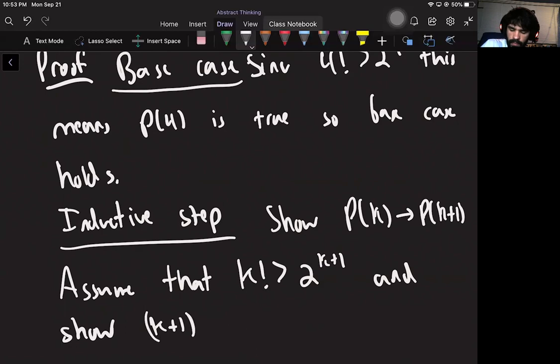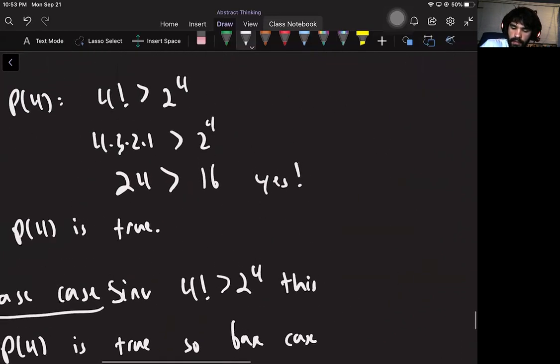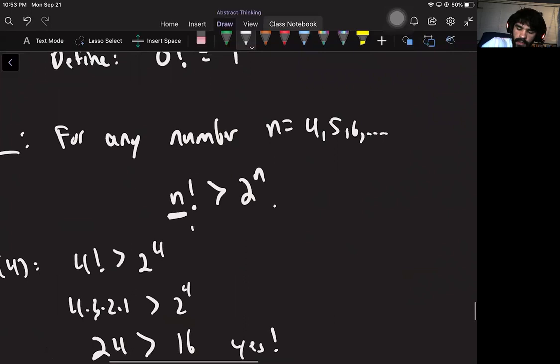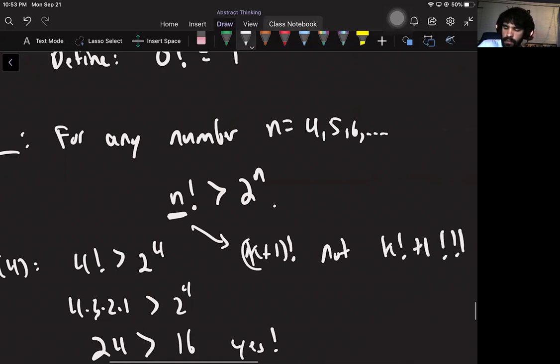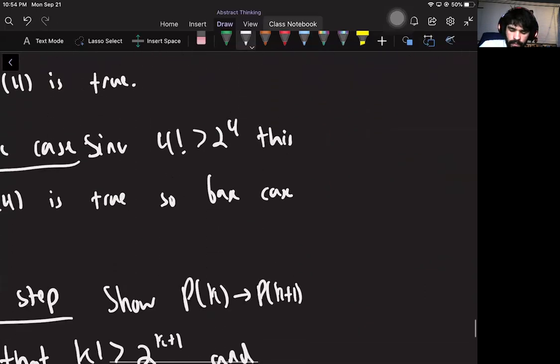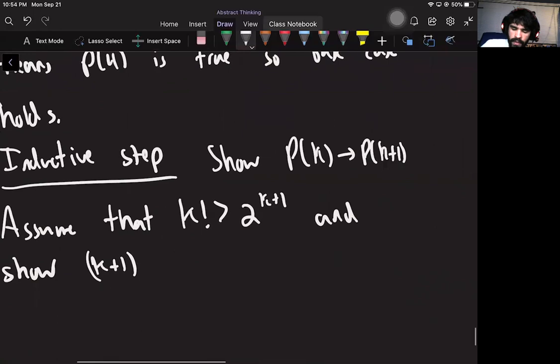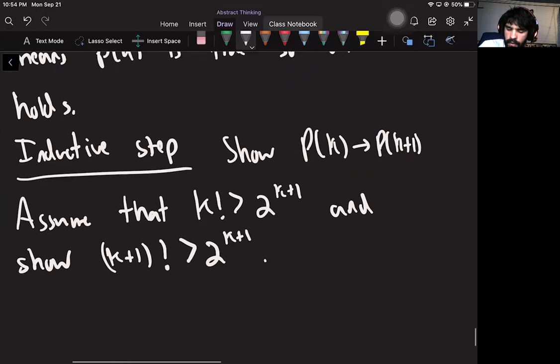So I got to make sure I replace n with K plus 1. I don't just stick a plus 1 at the end. Very common mistake. So don't do this. Those exclamation points are danger, not factorials. But yeah, don't do that. Okay. So I got to show that K plus 1 factorial is bigger than 2 to the K plus 1. Okay. And again, we're going to just sort of work from left to right just by playing around with stuff and seeing what happens.